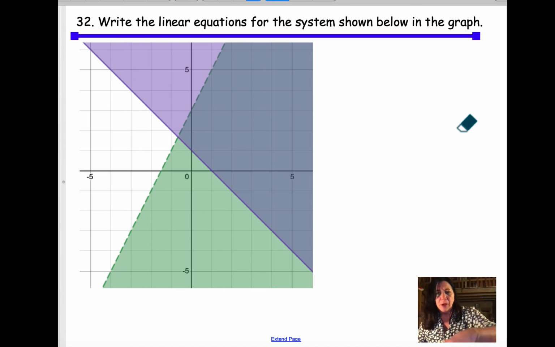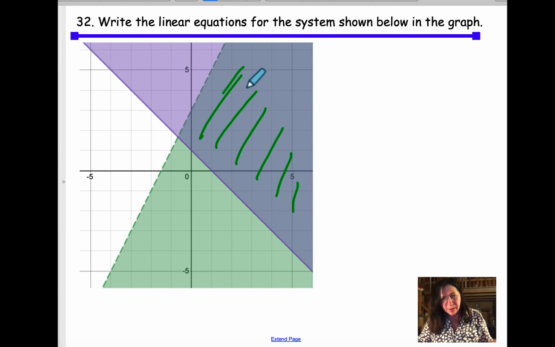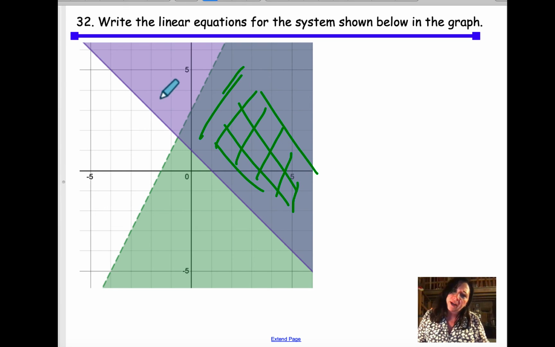For this next problem, you're going to be given a graph, and you're going to have to come up with the equation. You're looking at this. This is my double shaded. This is it right here, okay? That's the double shaded. So you have two lines. We have one dotted, and we have one solid. You have to come up with the equations for those lines, all right?